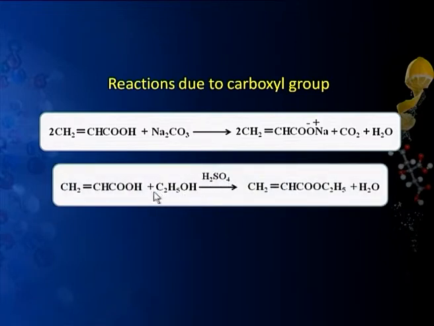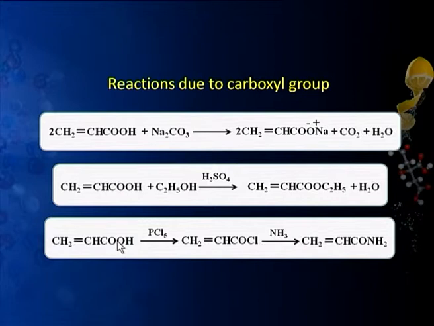Then they form esters usually on treatment with alcohol in the presence of concentrated sulfuric acid, and they can be converted into the acid chlorides on treatment with PCl5 or thionyl chloride, and we can further convert them into the corresponding amides on treatment with ammonia. So, these are the usual reactions of the carboxylic functional group that we have studied earlier. So, this was about unsaturated carboxylic acids.